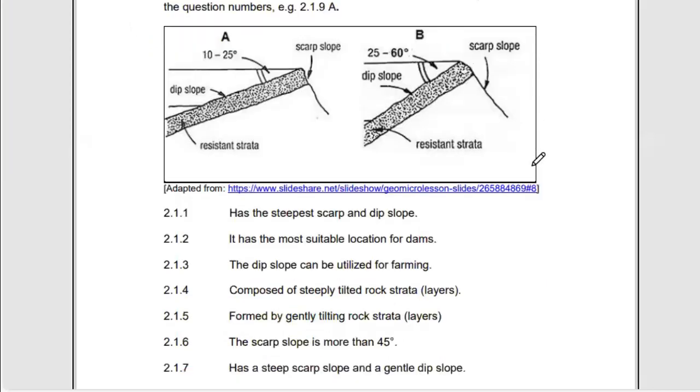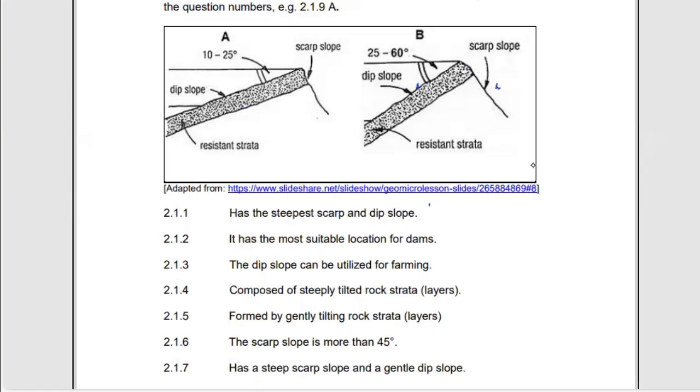Right, with those two, we are seeing the difference is in the steepness. This is a gently sloping resistant strata, and this is a steeper sloping dip slope. And then we have the scarp slope on either side. Right, so let's check. You are supposed to answer those questions based on the two illustrations, A or B. Yes, the steepest scarp and dip slope. The scarp slope is here and the dip slope is here.